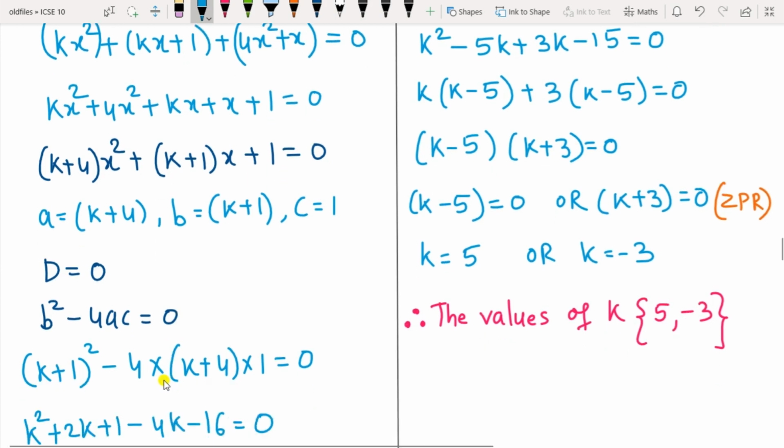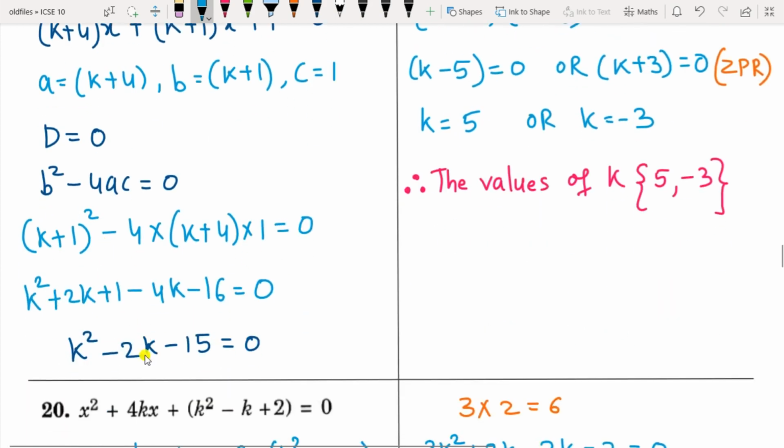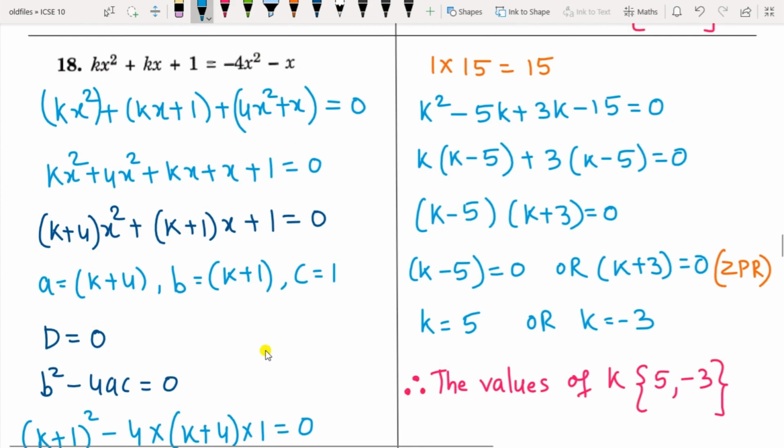Substitute the values here and convert into general form of quadratic equation, that is k square minus 2k minus 15 equal to 0. So this is the solution. Now therefore you get the value of k as 5 and k as minus 3. So the values of k are 5 and minus 3.